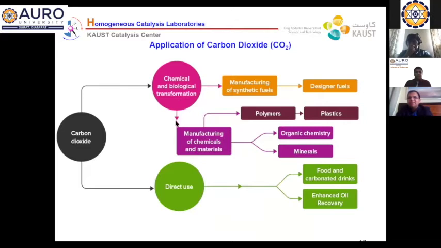If you go for chemical and biological transformations, there are two ways. First, we get the manufacture of synthetic fuels, and further we convert it into chemicals. These chemicals include most of the polymers that use carbon dioxide, and from polymers we get plastics. The manufactured synthetic fuels give designer fuels, meaning we build a fuel for using carbon dioxide. For manufacturing chemicals, we use organic synthesis as well as minerals. So this is a proposed application for carbon dioxide.